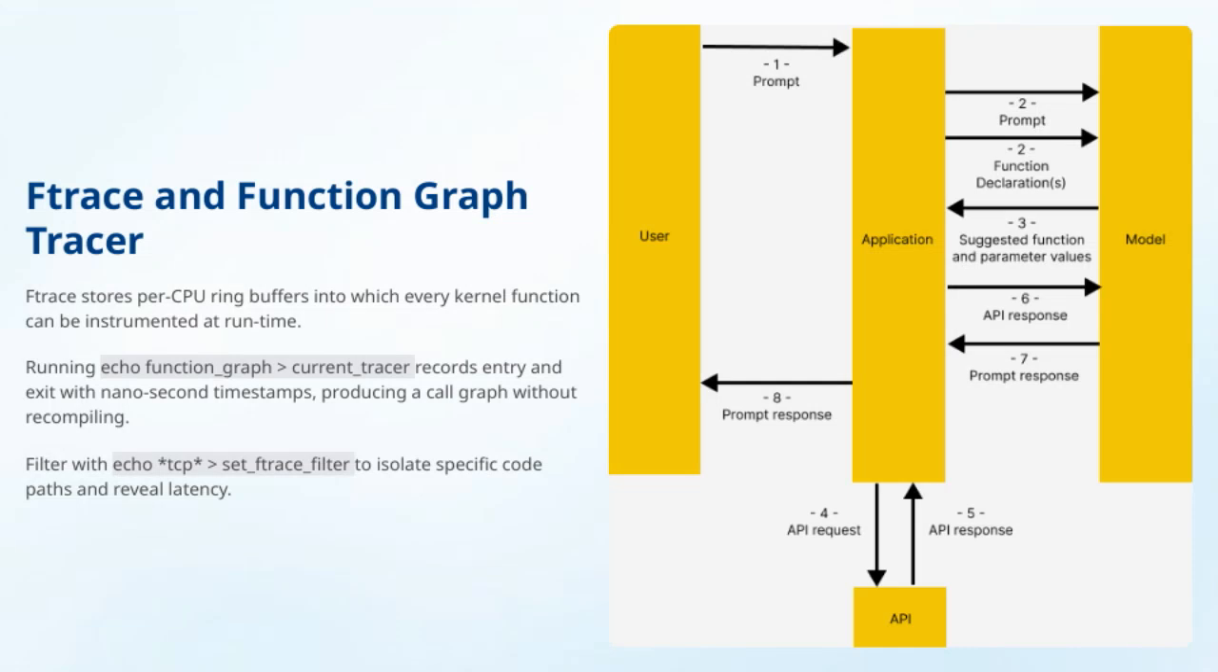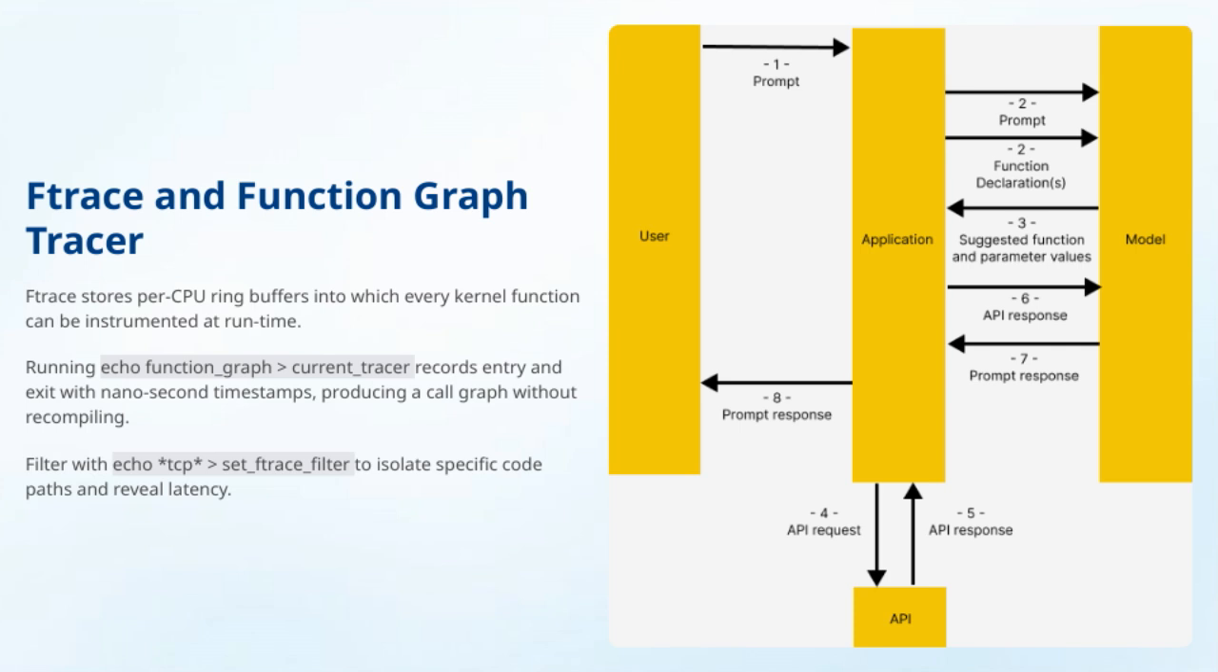Let's look at how we can use filtering with echo *TCP*, and set ftrace filter to zero in on specific code paths. This helps us reveal latency issues more clearly. By doing this, we can focus on particular functions or operations related to TCP, making troubleshooting more precise.